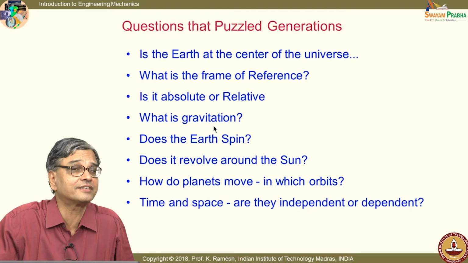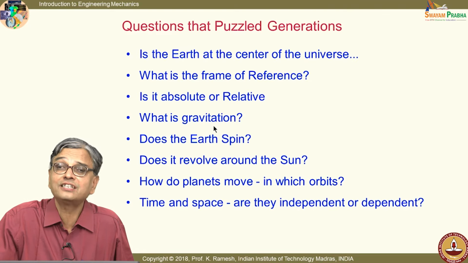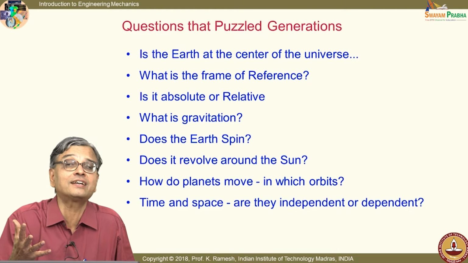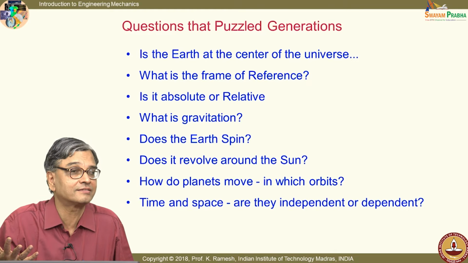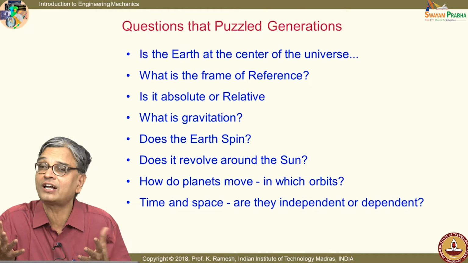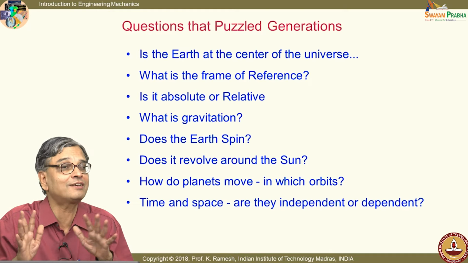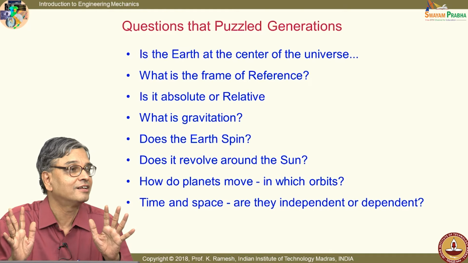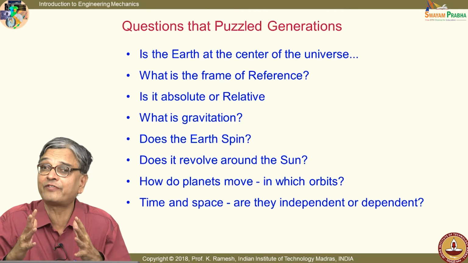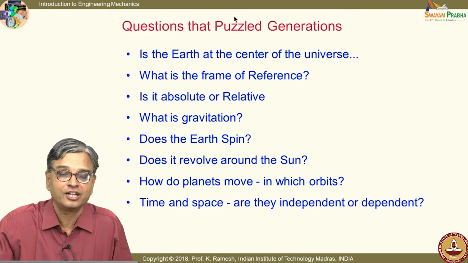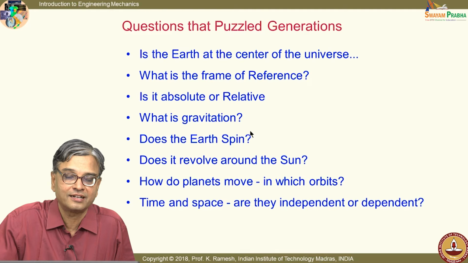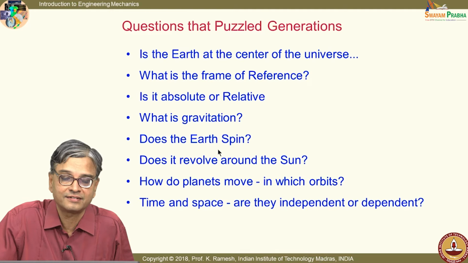What is gravitation? Because gravitation was a very puzzling aspect, because you have forces being exerted when bodies are not in contact. People could understand when bodies are in contact, they exert force on each other; that was reasonably understood. So, gravitation as such was very puzzling in human evolution to understand. And does the earth spin? Does it revolve around the sun? How do planets move? In which orbits?